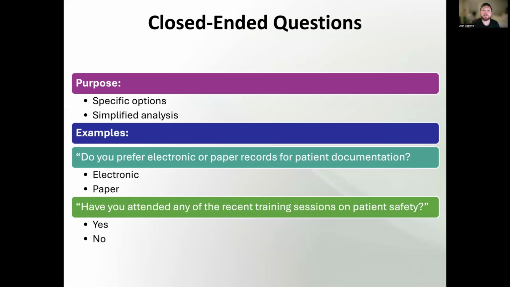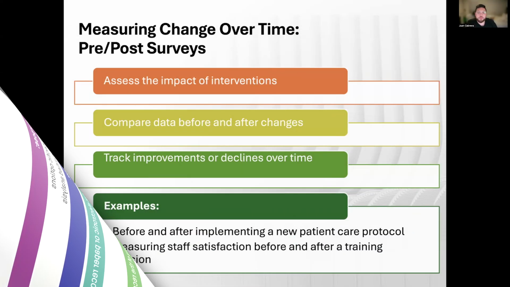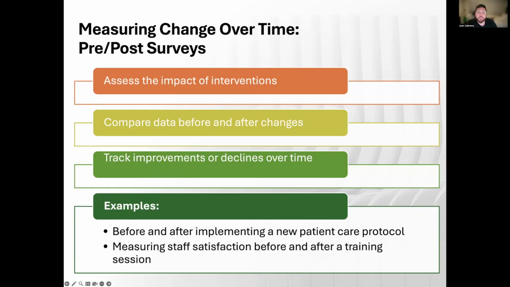However, when designing closed-ended questions, it's important to ensure that the response options are exhaustive and mutually exclusive. This means covering all possible answers while avoiding any overlap. For instance, if asking about frequency, the options should be clear and distinct, such as daily, weekly, monthly, rarely, or never.